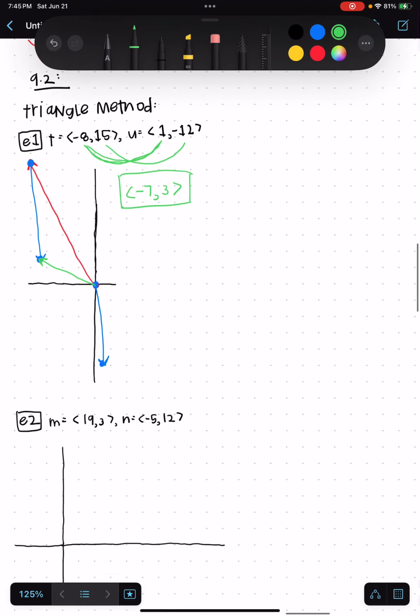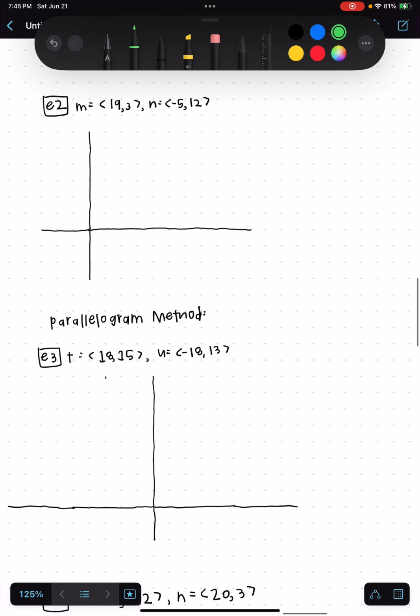Okay, so let's do the next example. Again, I'm going to start by graphing. I start in the middle, and then for the first vector, I've got 19, 3. So 2, 4, 6, 8, 10, 12, 14, 16, 18, 19, 3. There's my first vector.